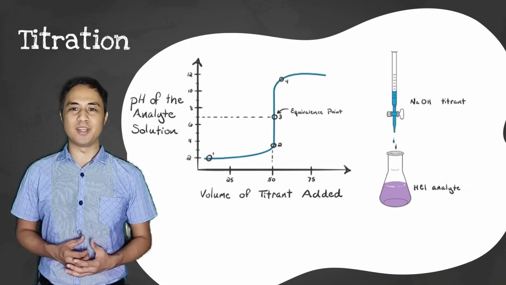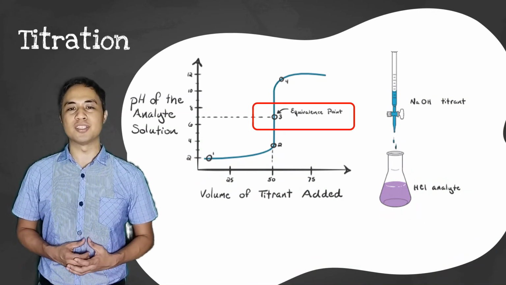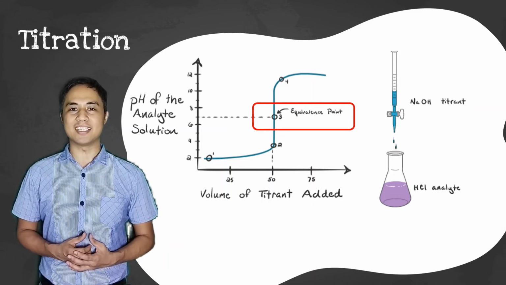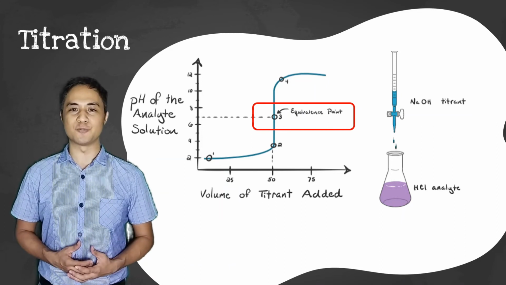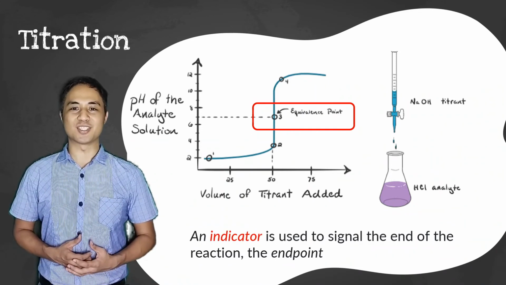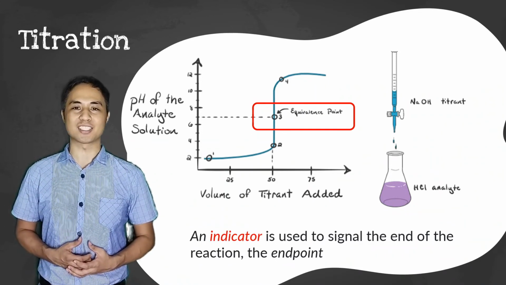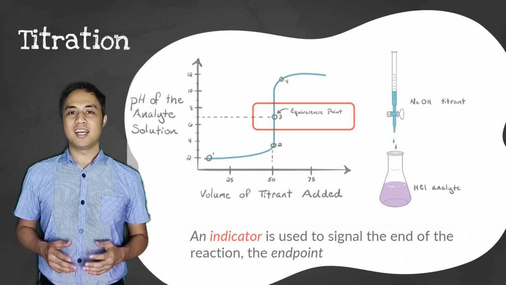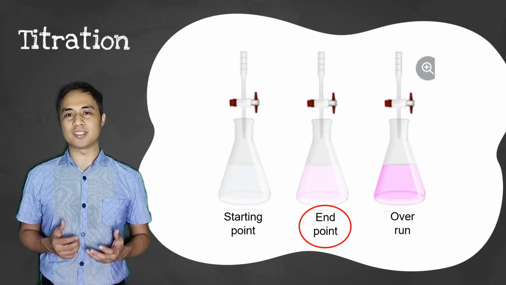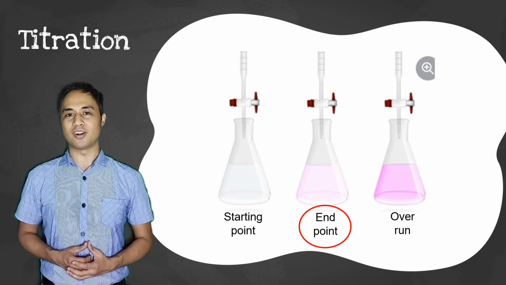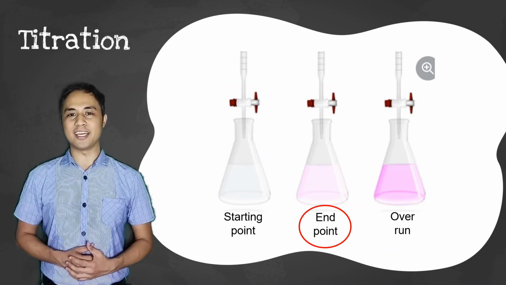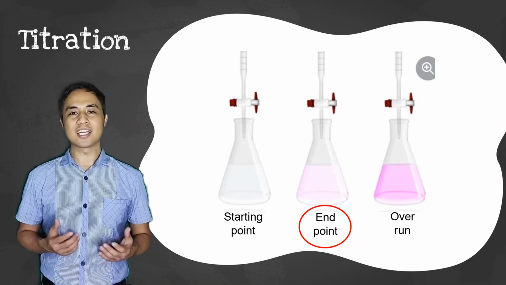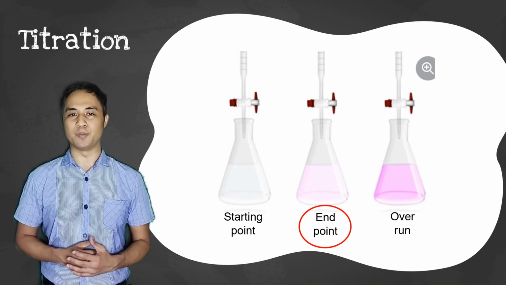The reaction is complete when it reaches the equivalence point, wherein the amount of titrant added is just enough to completely neutralize the analyte solution. Often, an indicator is used to signal the end of the reaction, the endpoint. An endpoint refers to the point at which the indicator changes color in an acid-base titration. So, the addition of an indicator to the analyte solution helps us to visually spot the equivalence point.